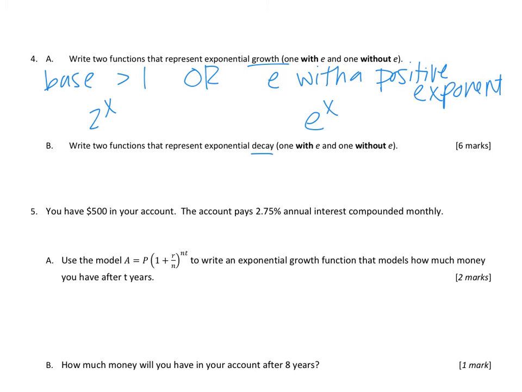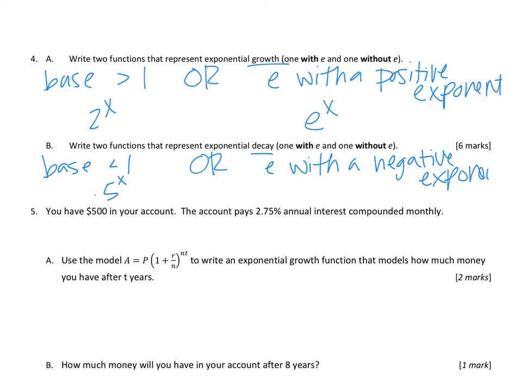Question B, that represent decay. This is when the base is less than 1, but still more than 0. So -1 does not count as less than 1 in this situation. I want a decimal like 0.5, or a fraction like 1/3 to the x. Or we can have an e with a negative exponent. So e to the negative x would be decay.